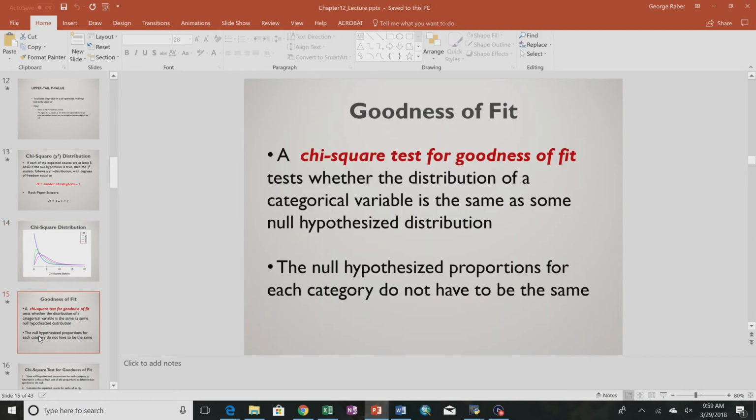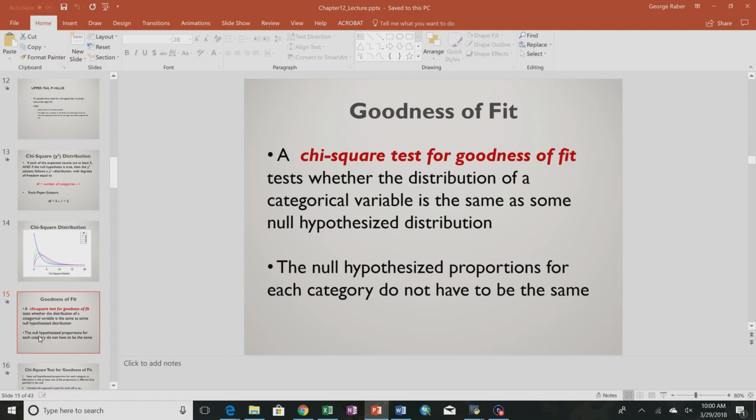So this is a pretty easy one to do in Excel, but there's lots of programs that do it. All right, so this goodness of fit, sometimes this is referred to as a goodness of fit test. So it tests whether a distribution of the category variable is the same as the null hypothesized distribution. So we did it with a uniform distribution, but it actually doesn't have to be a uniform distribution. You just have to have observed and expected. So the null hypothesized proportions for each category don't have to be the same.